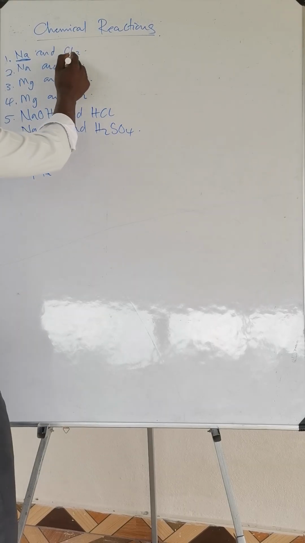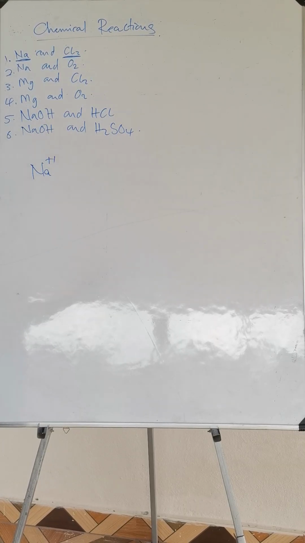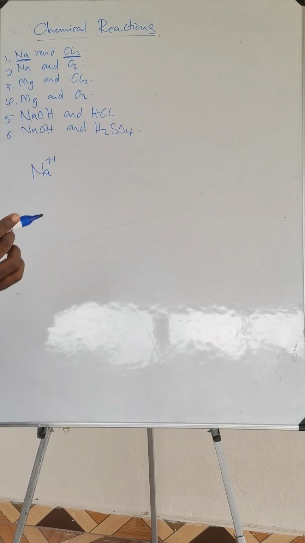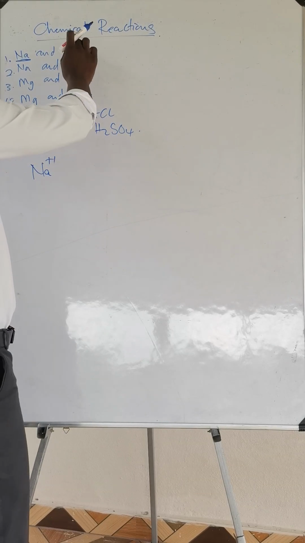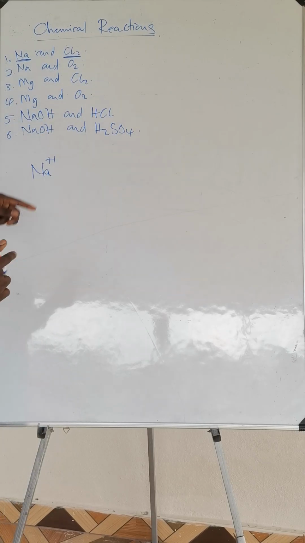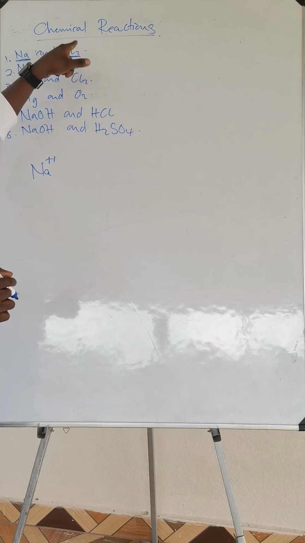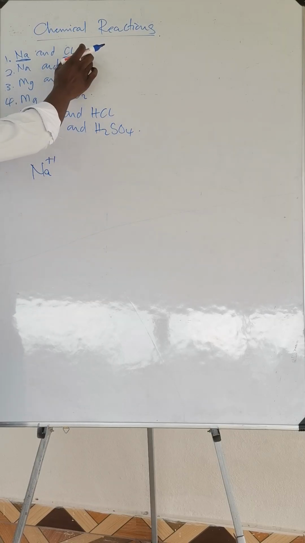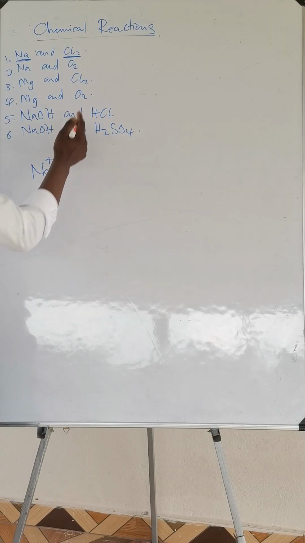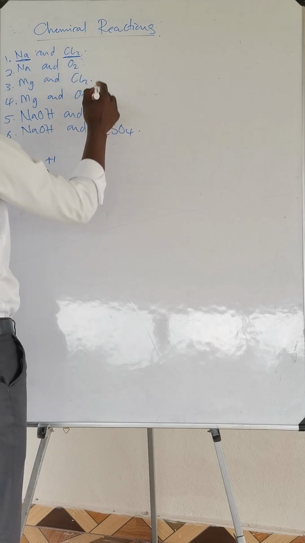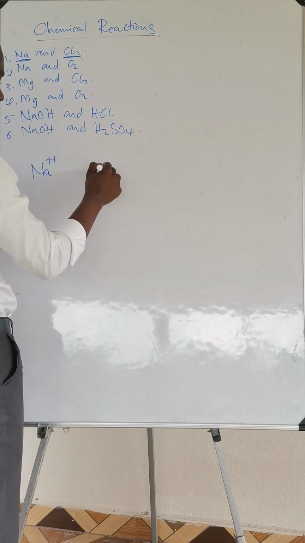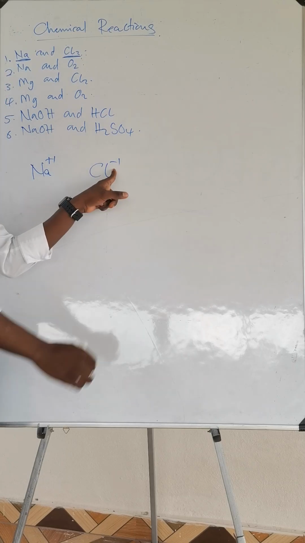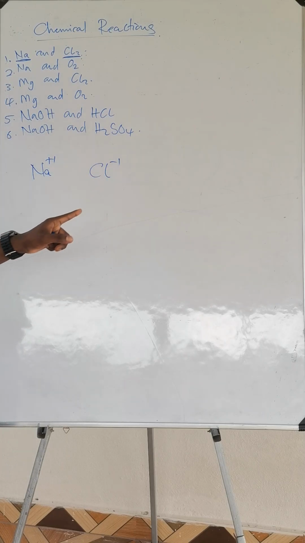Again, chlorine is an element from group 7. It means chlorine has 7 electrons in its outermost shell. So for chlorine to be stable, it needs 1 electron to attain the noble gas configuration. So the chlorine ion is Cl minus. It needs 1 electron to reach the noble gas configuration.